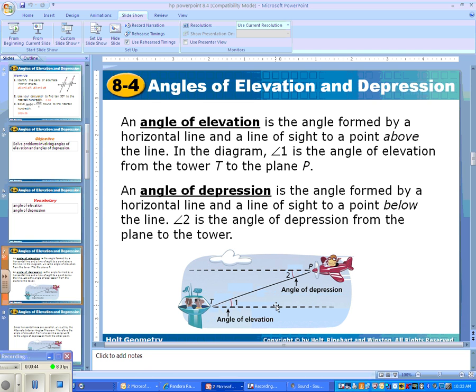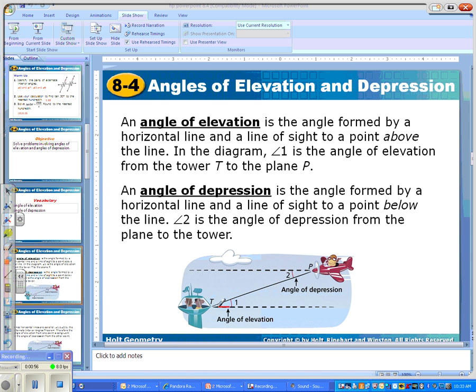And if you notice, this dashed line is the horizontal line. It is always parallel with the ground. And since he's looking up, this angle in between the horizontal line and his line of sight, that's the elevation. This guy in the airplane is looking down at the airport tower.